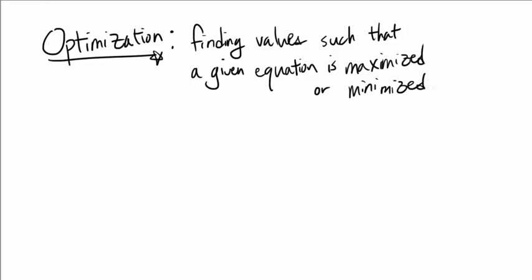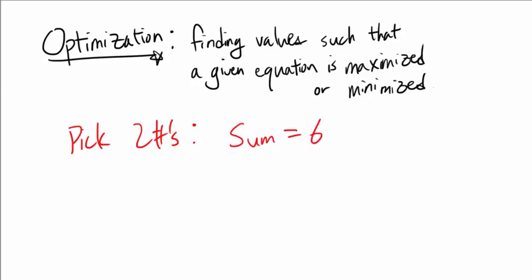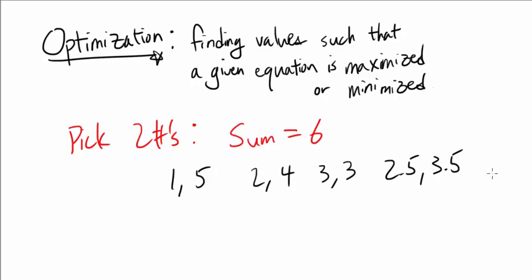Let's take an example. Let's say we are picking two numbers. We wish to pick two numbers such that when you add them up, you get a sum of 6. So the two numbers can be what? Two numbers can be 1 and 5. The numbers can be 2 and 4. The numbers can be 3 and 3. The numbers can be 2.5 and 3.5. This goes on. There are infinitely many pairs of numbers you can choose such that their sum is equal to 6.